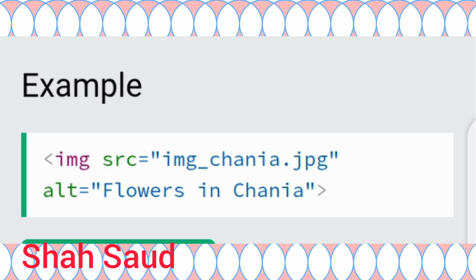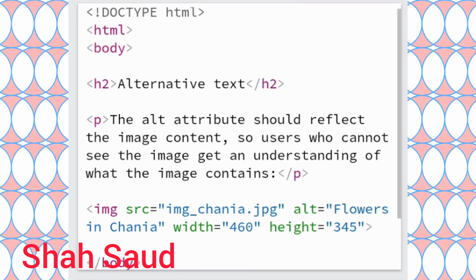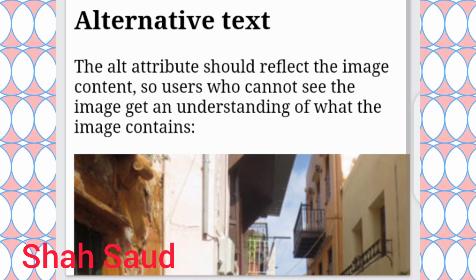An example is img src equal to img_shania.jpg, alt flowers in Shania. So if we want to write this code in the ordinary way, this will be the coding: img src equal to img_shania.jpg, alt equal to flowers in Shania, and its width is 460, height is 345. The alt attribute should describe the image content, and then we will get this type of image.